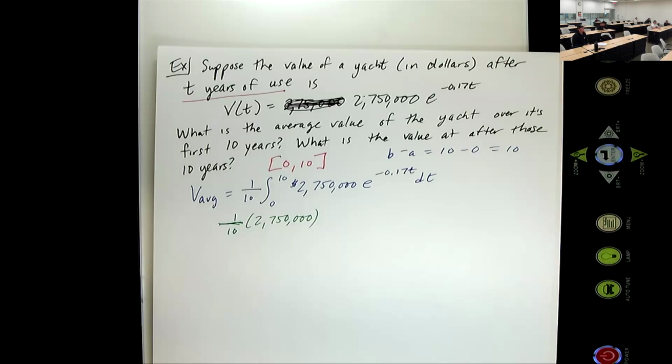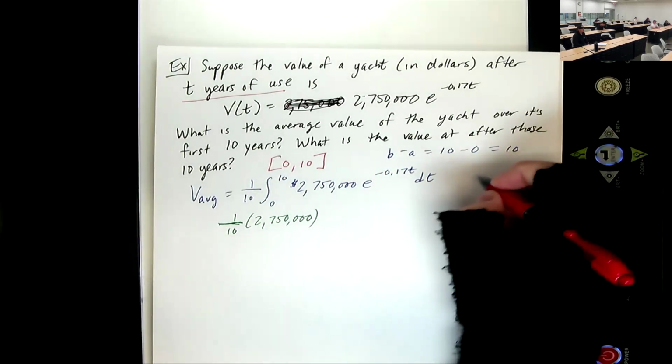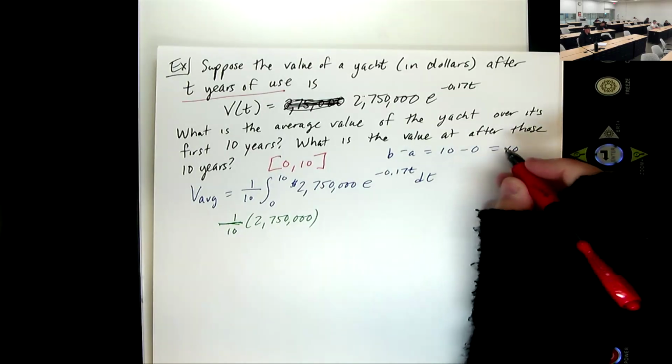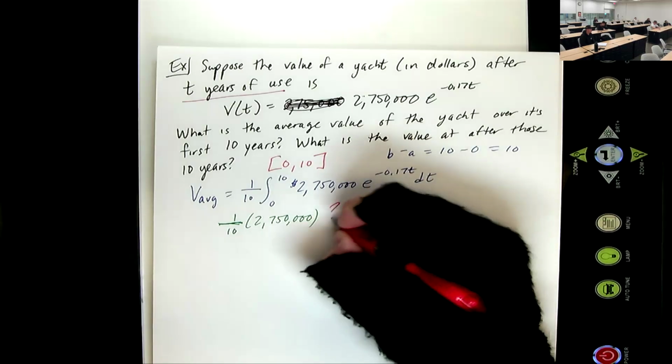Oh, this is gonna segue us into the next thing. e to the t goes to e to the t, but what about e to the negative 0.17 t? That comes down in front. That would be taking the derivative. So it's the reciprocal. Yeah. This is gonna segue us into 5.9, but let's do a substitution. I'll put a question mark here.